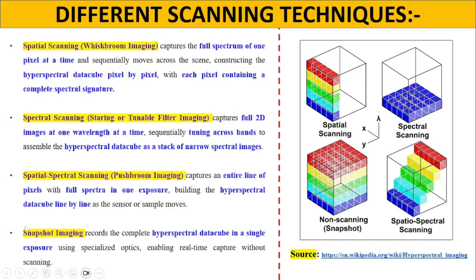And this one is the latest. This is called snapshot imaging, which means that an image will be captured, and then and there, at that time itself, your hyperspectral image data cube will be generated. This is a much costlier system as compared to these three.